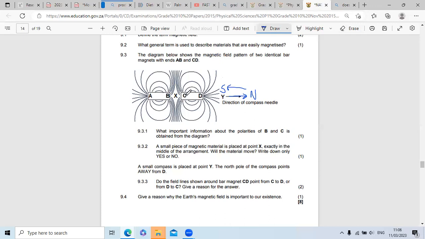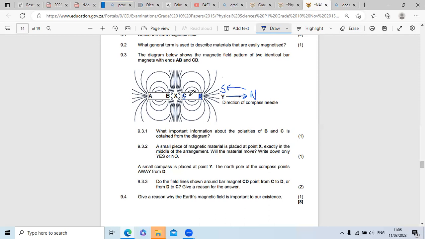So do you think the field lines which travel from north to south will travel from C to D or from D to C? From D to C. Exactly. So the field lines will travel from D to C. And give a reason for your answer. I gave you the reason.